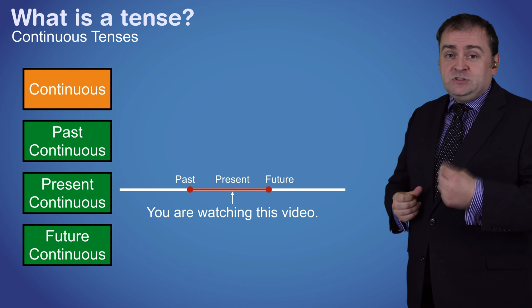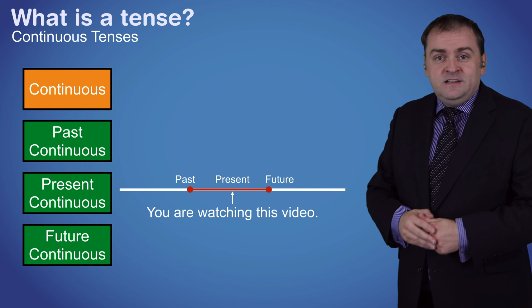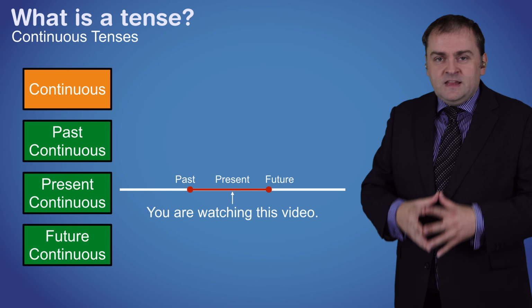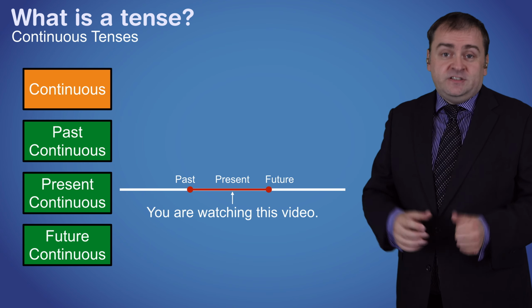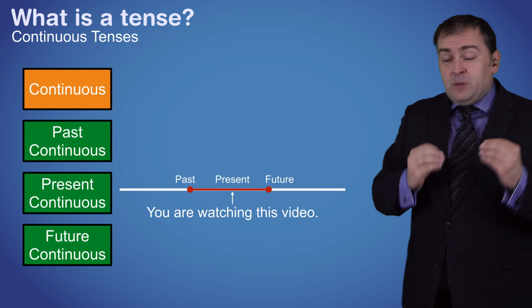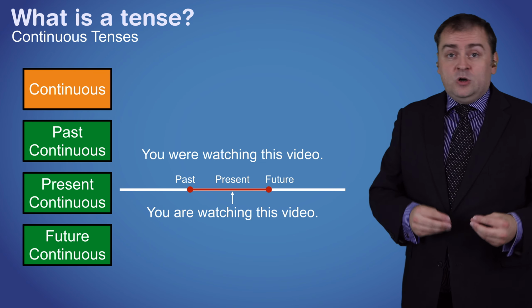But at the time we're talking about, the present, it's in the middle of happening. So the type of action here is continuous. This is the present continuous tense. You are watching this video. In the past continuous, we would say you were watching this video.